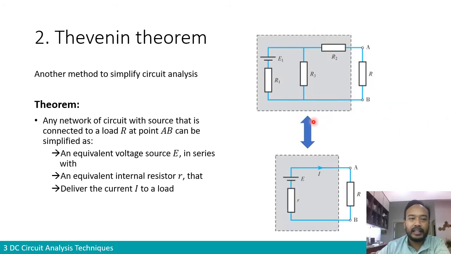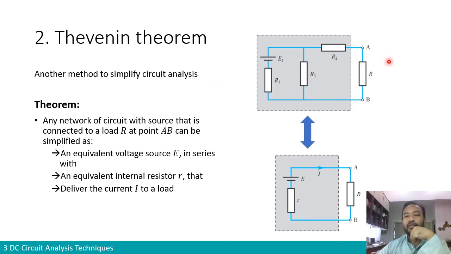The one that we've seen just now is what we call the superposition theorem. The next one is what we call the Thevenin theorem. Thevenin theorem has a pair, what we call the Norton theorem, that we're going to look at later. So what are the Thevenin and Norton theorems? They are basically another method to simplify circuit analysis. But how is it done?